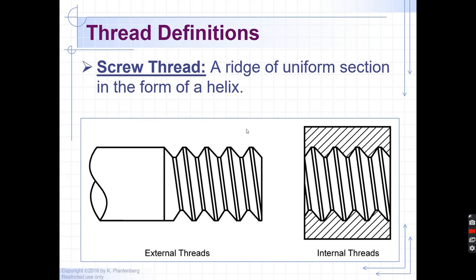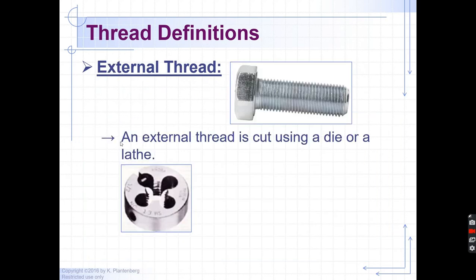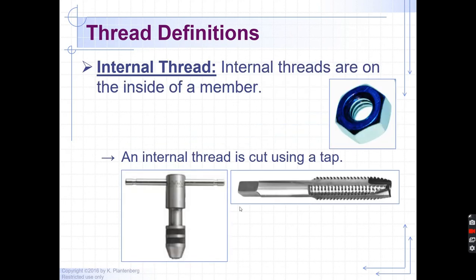Here's an external thread and an internal thread. An external thread is cut using a die or a lathe. So we start off with a rod, and then this cuts the thread into that. And internal threads are on the inside of a member, like here. An internal thread is cut using a tap. Okay, on our thread tables there is a tap hole size. That is what size you drill the hole, and then you tap it using one of these.